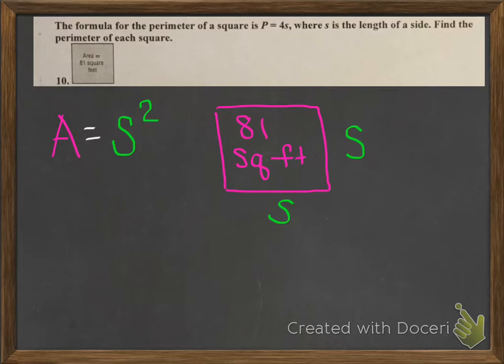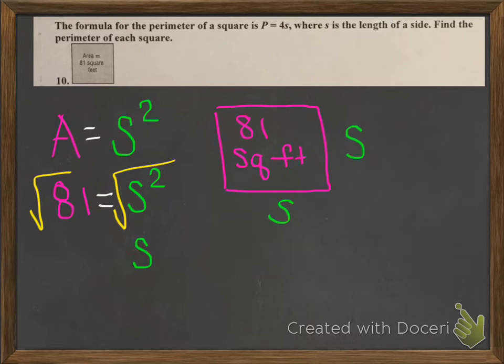And now we're going to use the formula, area equals side squared. Now we're going to fill in 81 because they told us that the area is 81. And then side squared because we're still trying to solve for the side length. So now we have area, we're going to square root both sides. And we get that the side length for one side is going to be 9.